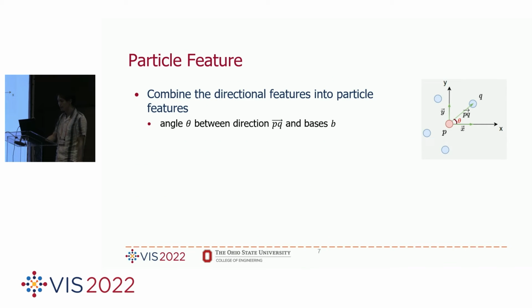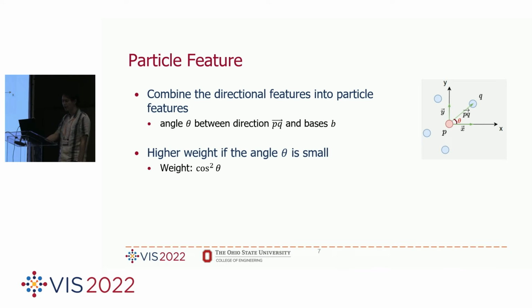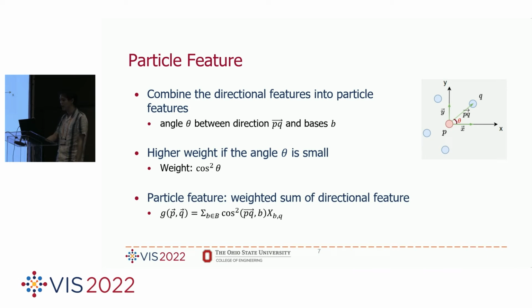The next step is to combine the directional features into particle features based on the angle theta between the particle direction and the basis. We want to give higher weights if the angle theta is smaller, so the weight function is the squared cosine of the angle theta. And the particle feature is a weighted sum of all directional features from a single particle using this defined weight.